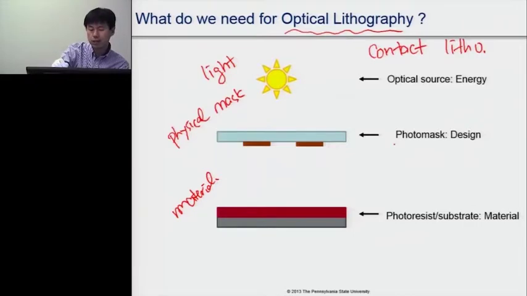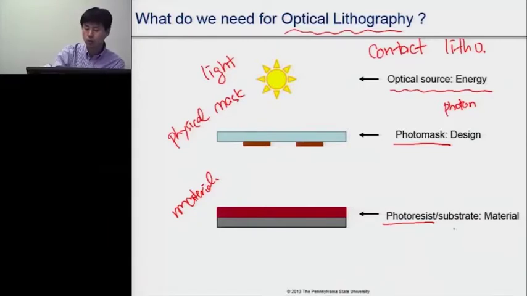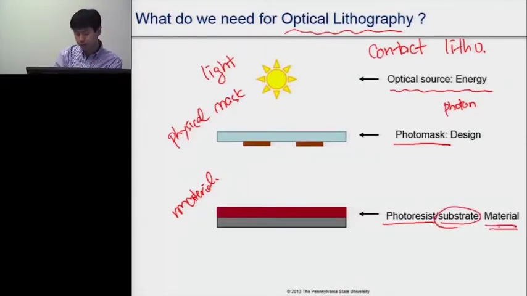So the physical mask is a photo mask in this case, and the energy source for the optical source is the photon energy. Then we are using a photosensitive polymer coated on a substrate, which will work as the material.